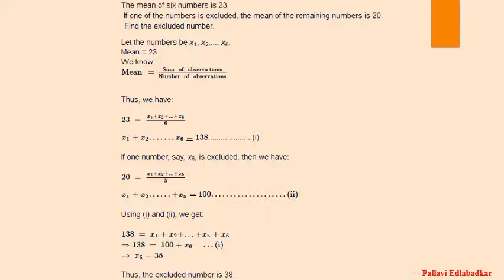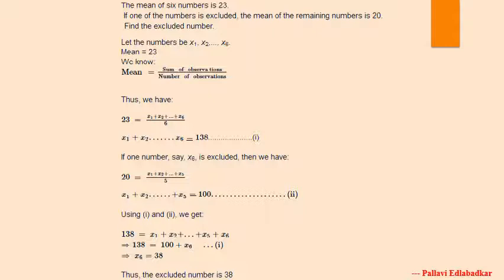Coming to the solution of this problem, let's say that the original numbers are x1, x2 till x6, and we are given that x bar is equal to 23. We also know according to the formula that x bar is equal to summation of xi, where i ranges from 1 to 6, upon n. Correct? So we can write 23 equal to summation of xi upon 6. We know that the original mean is 23 and the number of observations is 6. So summation of xi will be equal to 23 multiplied by 6, which is equal to 138.